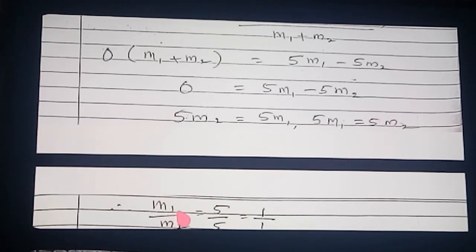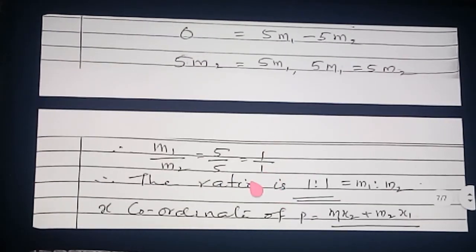Therefore m1 by m2 what will come? 5 by 5. Therefore what you are getting? 1 by 1. Therefore the ratio you got as 1 is to 1. What's the ratio? One answer got. The ratio you got as 1 is to 1, that is equal to m1 is to m2.